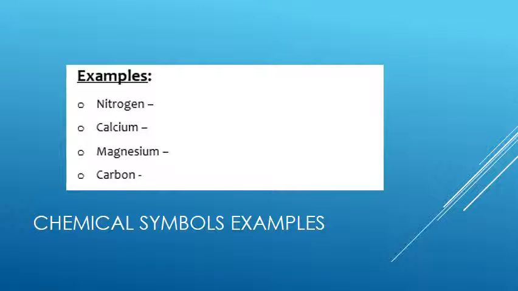All right, so now that you've tried that out, I'll go ahead and show you the answers. So nitrogen, you should have found the symbol is a capital N. For calcium, we will say capital C, lowercase a. Magnesium is a capital M with a lowercase g. And carbon is just a capital C.